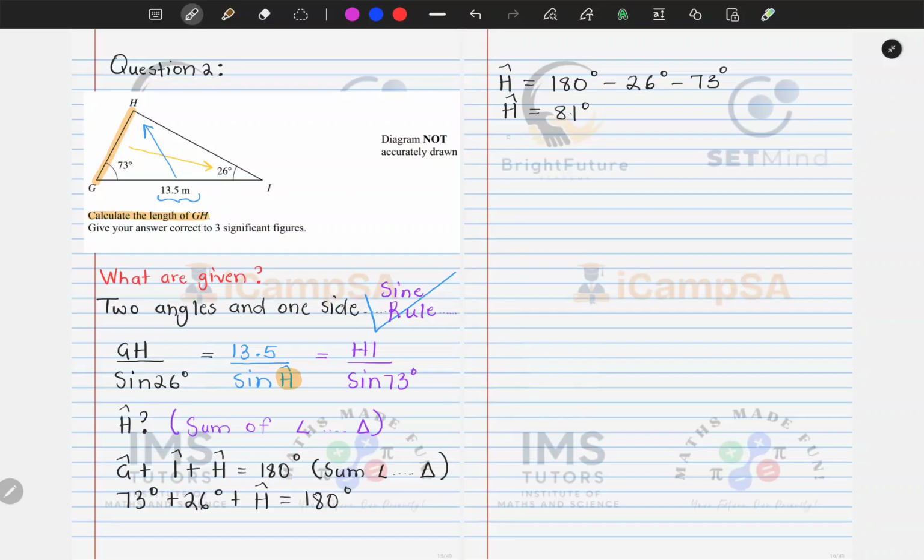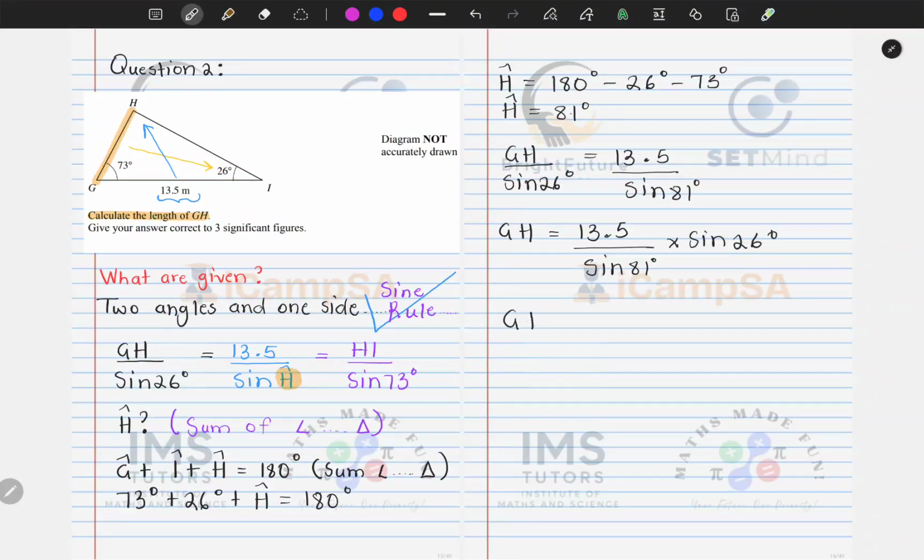So now we can go back and put in our equation. So GH divided by sine of 26 degrees, this will be equal to 13.5 divided by sine of 81 degrees. So if you look carefully, our GH, we can make it the subject of the formula, and have 13.5 divided by sine of 81 degrees multiplied by sine of 26 degrees.